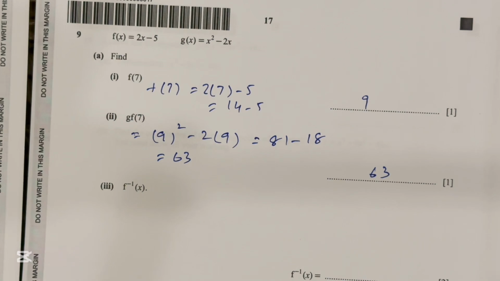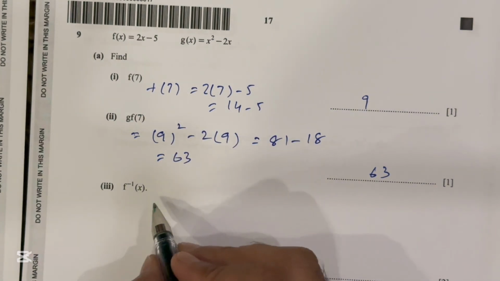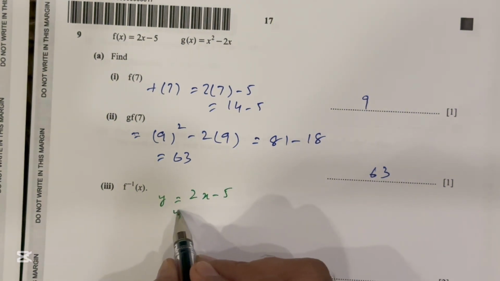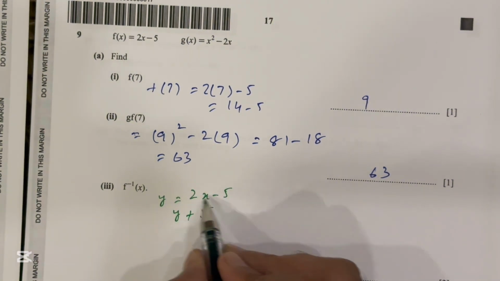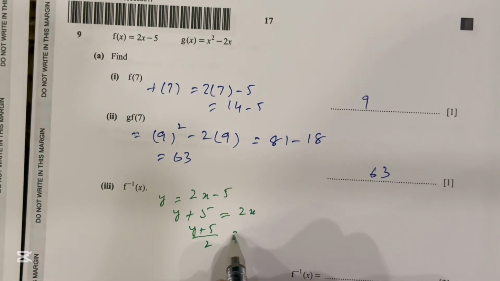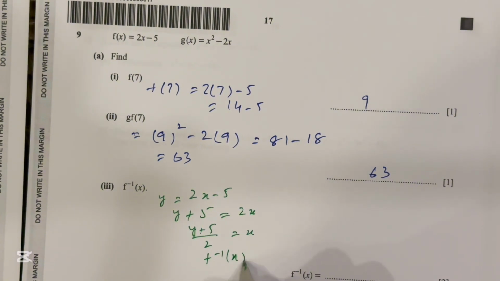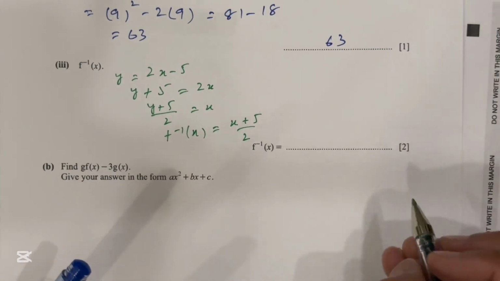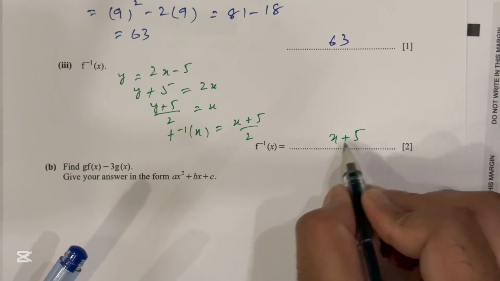For the next part, we have to find the f inverse of x. So first we need to put this value, let y is equal to 2x minus 5. Now you need to make x our subject, y plus 5 is equal to 2x, then y plus 5 over 2 is equal to x. Now replace x with f inverse of x, and wherever you have written y, replace it with x. So this is how you have taken the inverse of it. You get the answer, that is x plus 5 over 2.